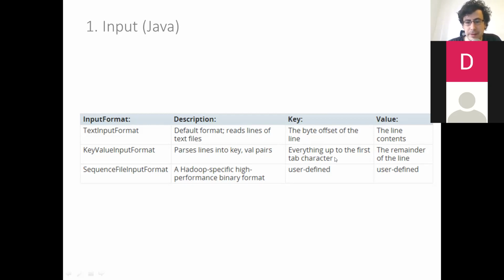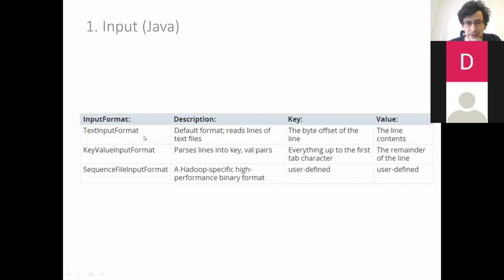So the key will be everything up to the first tab character, and the value will be the remainder of the line. And finally, we have a binary format that we can use that's sometimes used internally, that's more efficient than these other formats, but more difficult to read. So we need to use special commands to read them from HDFS, for example. So it's a binary format, a compressed format. And we can define what types of keys and what types of values we have.